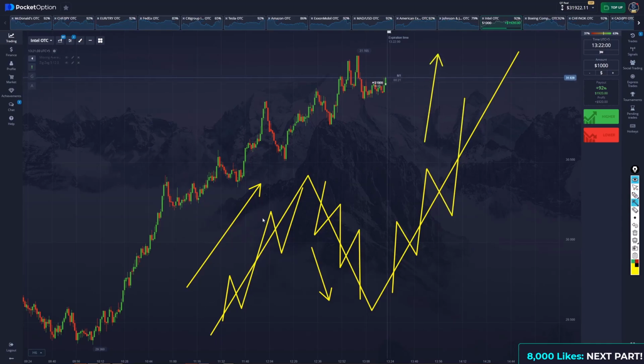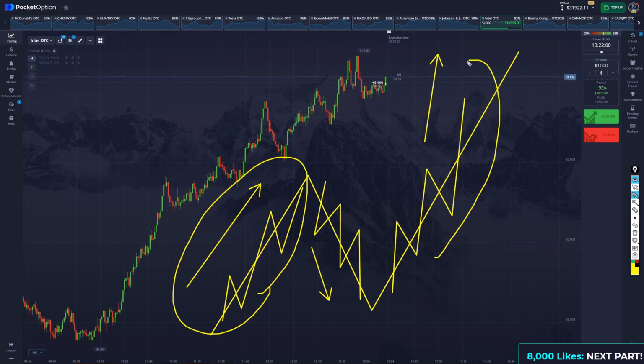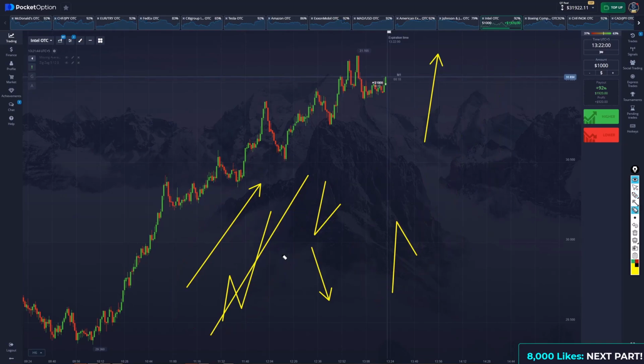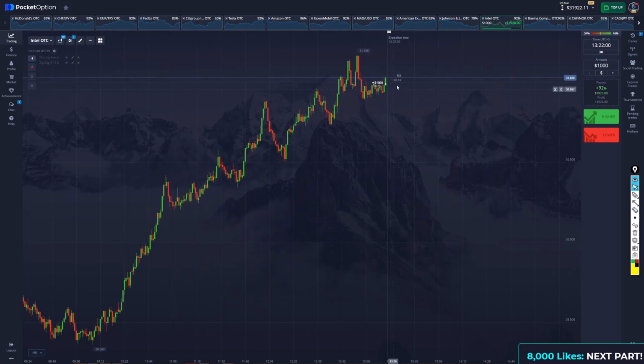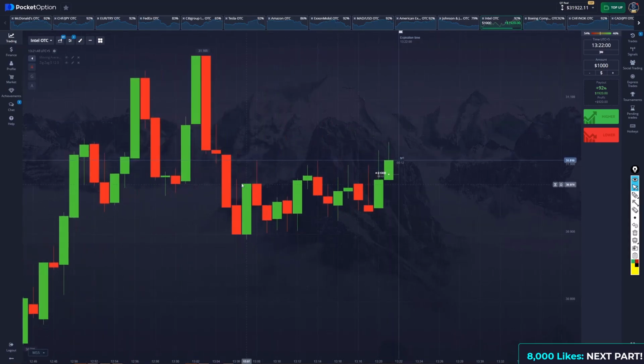So if we have a major uptrend, we only trade in these areas. Okay, so this is going to be my first trade.